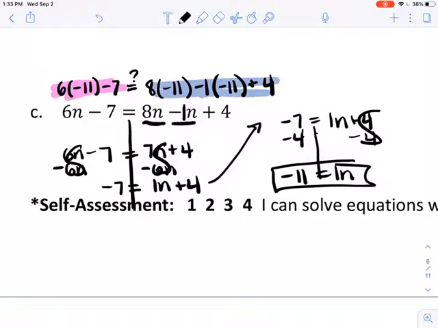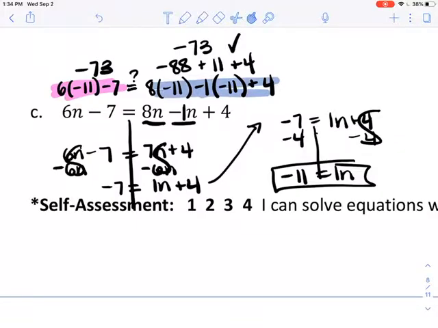So on the left side, if I were to plug it in my calculator or just do it, I find it equals 59. Is that right? Negative 59. No. Oh my goodness, guys. Negative 66 minus 7, oh goodness, is negative 73. Okay, then on the other side, I find this is negative 88 plus 11 plus 4. So negative 88 plus 15 does equal negative 73. Those sides are equal. We did it right. Negative 11 is the answer.